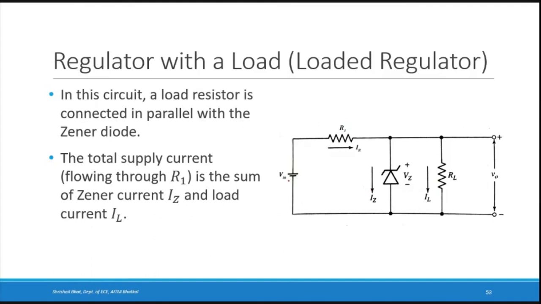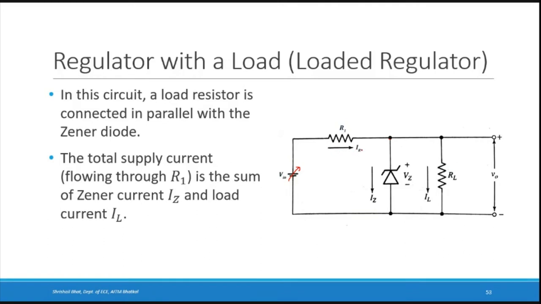The input is again a variable input, which means small changes can happen in the input. This input is actually the output of the rectifier, or it could be any unregulated DC input voltage. But what you get at the end is a regulated DC output. What you can see here is that at this particular node, the current entering is IR.